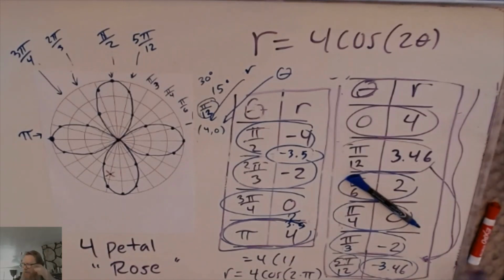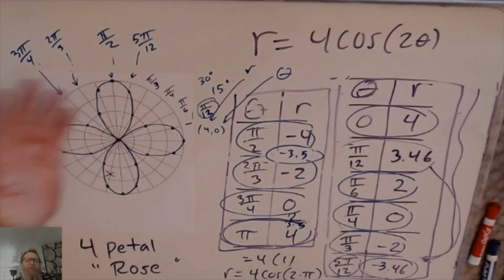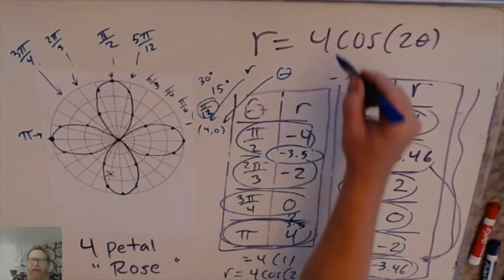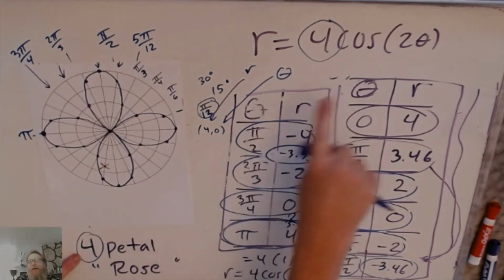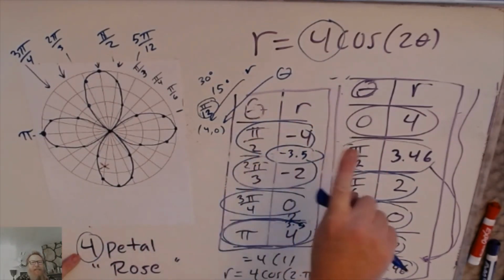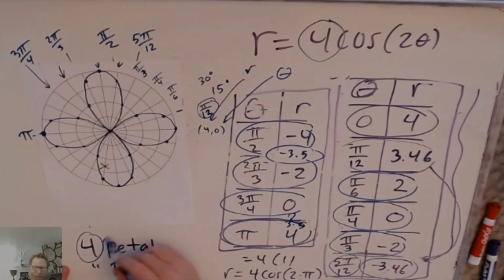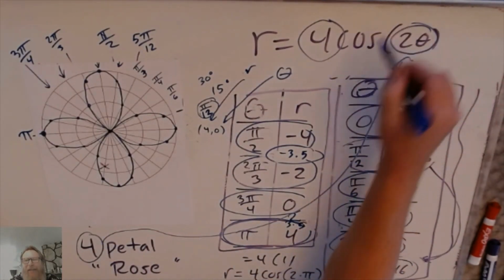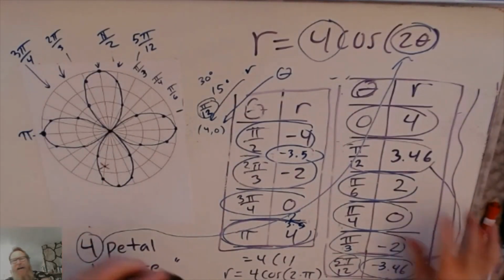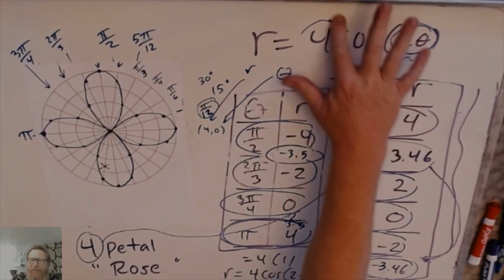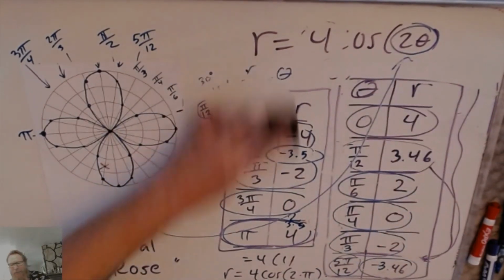I know it doesn't look much like a rose, but it's a flower, and so it got dubbed the 4-petal rose. I should mention that the 4 petals does not come from the number 4 here. So that's a coincidence. The 4-petal rose comes from the 2 theta, is what made it a 4-petal rose. So it's not this 4 that matters. It's the 2 that matters.